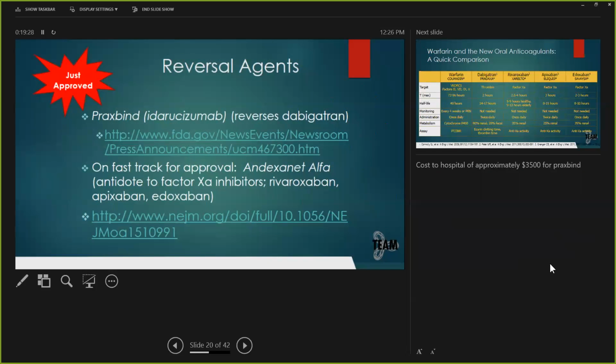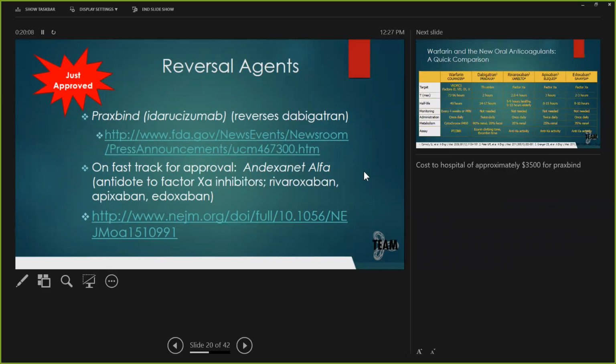So the reversal agents you were asking about, as I said, the only reversal agent we have is for Pradaxa or dabigatran, which is Praxbind, which has been approved. For the other two, the factor 10A inhibitors, Xarelto or Eliquis, it's still in the approval phase. I keep asking the drug reps when, but I haven't seen it approved. There was an article even in NEJM that it does look like it's going to work, so we are just waiting for the approval.